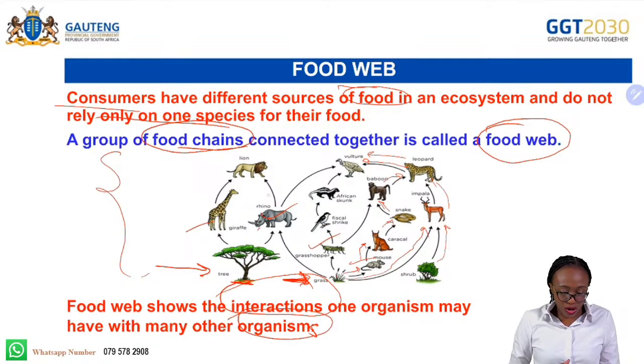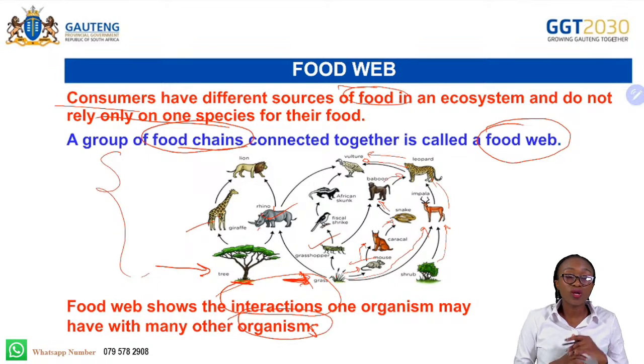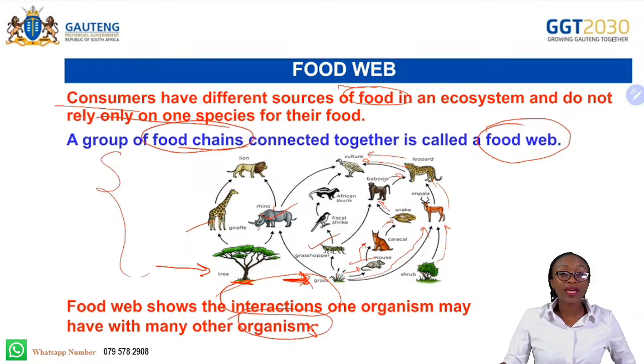The lion and the rhino and the giraffe have a predator-prey relationship. So the food webs and food chains will show you the interactions and the feeding relationships that exist between organisms in a community.